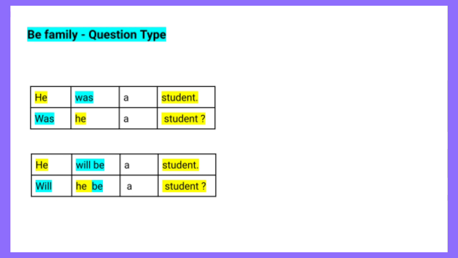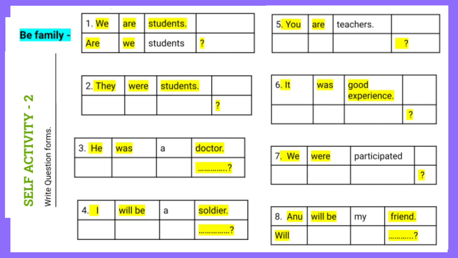So simple. So we have to keep our concentration. Okay. So my dear children, I would like to give you a few questions like this which you want to change into question type. Okay? Ready? Very good. Self activity 2. Write question forms. Be family sentences. We can see there are 8 sentences. What you want to do is make those sentences into question forms. You have an example. First one.